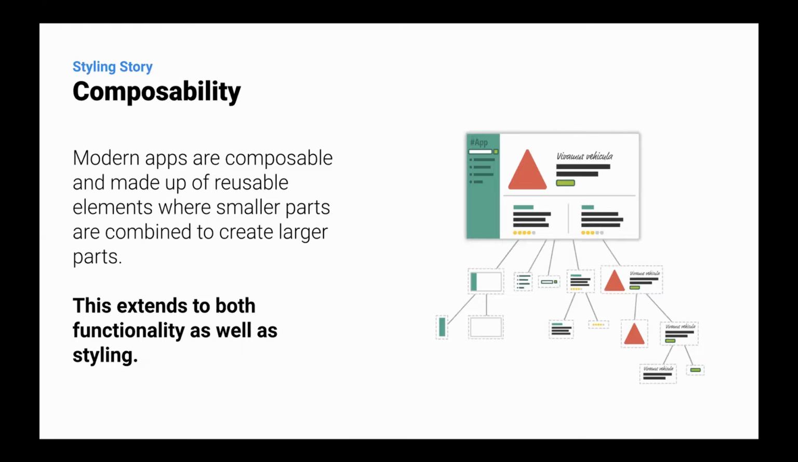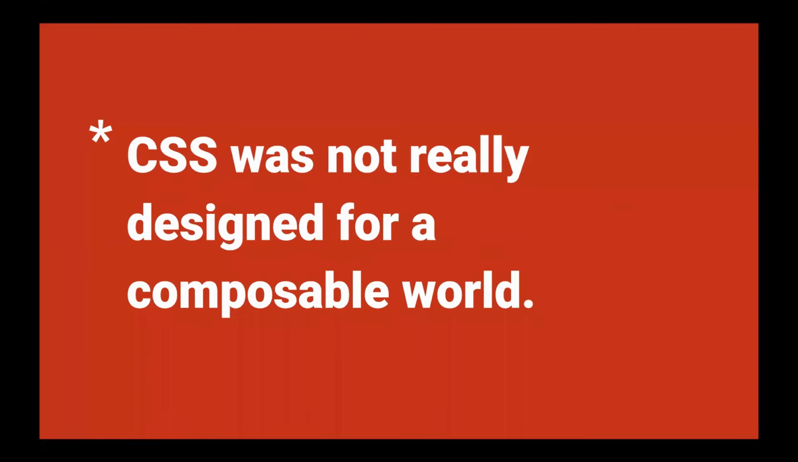And so the composability part, where modern apps are composable and made up of smaller and smaller parts which combine to create larger parts, doesn't just apply to the structure of the page. It also applies to styling, because all the content you create needs to look a certain way. And how do you make styling work where this kind of approach actually does really well? The punchline really is that CSS, cascading style sheets, the primary language in which we define our styles on the web today, was not designed for a composable world.